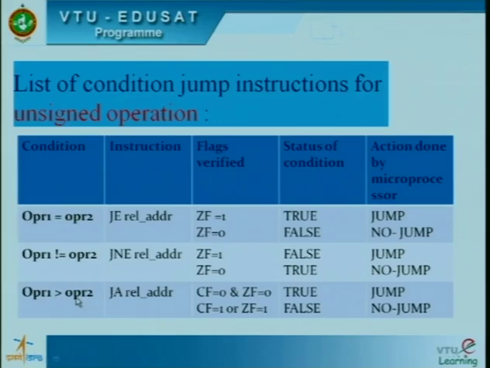Then operand 1 greater than operand 2, that is jump if above, underline the word above, jump if above to the relative address. That is, if carry flag is set to 0 and 0 flag is set to 0, the condition will be treated as true, jump occurs. Otherwise, if carry flag is set to 1 or if 0 flag is set to 1, the condition is false, no jump. Now why are we trying to check the carry flag? The reason is, compare is a logical subtraction, a non-destructive subtraction, where when I compare AX comma BX, if the AX content is greater than BX content, in that case carry will not be generated. So once the carry is not generated, then the condition automatically becomes true. That is how you should understand jump if above.